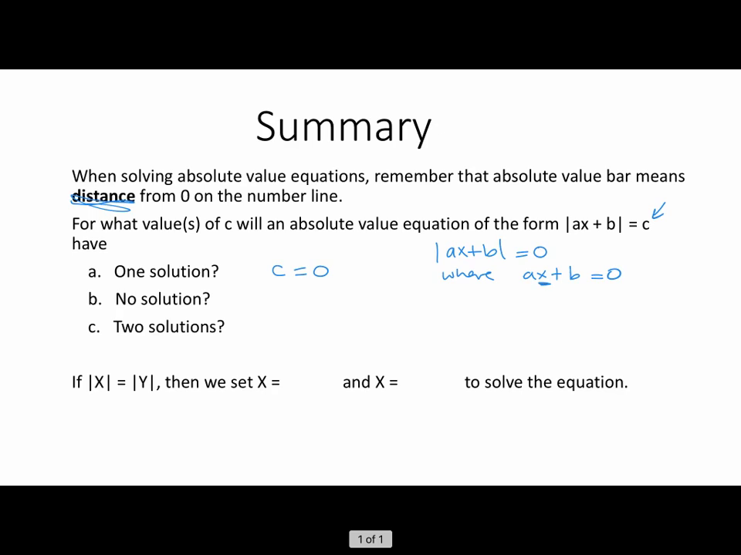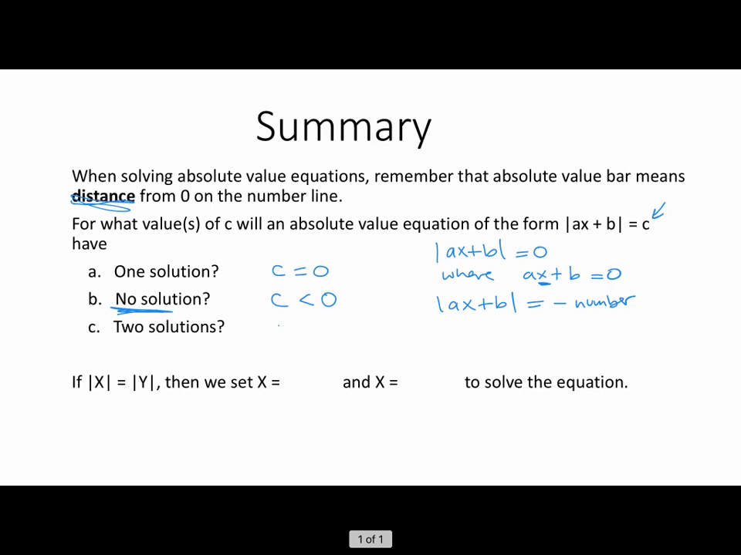For the absolute value equation to have no solution, remember that happens when you have an absolute value equal to a negative number. So if c is a negative number, less than 0, then the absolute value of ax plus b will equal some negative number, in which case we know there's absolutely no solution to that equation, because it's just not possible to have a distance of a negative number.